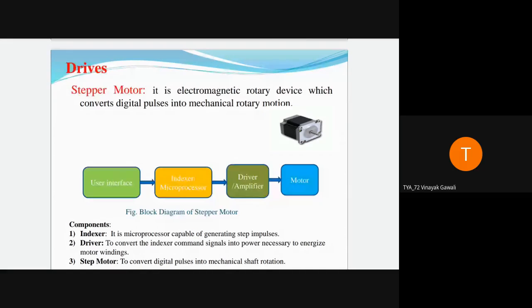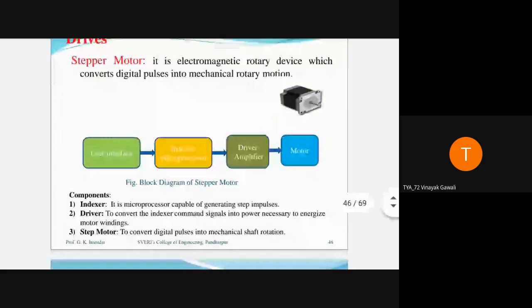Some components of the stepper motor are listed here. Indexer: it is a microprocessor capable of generating step impulses. Different impulses or different pulses will be generated in the indexer. Driver: to convert the indexer command signal into the power necessary to energize the motor windings. Suppose we have given 50 RPM, or 10,000 pulses as input.